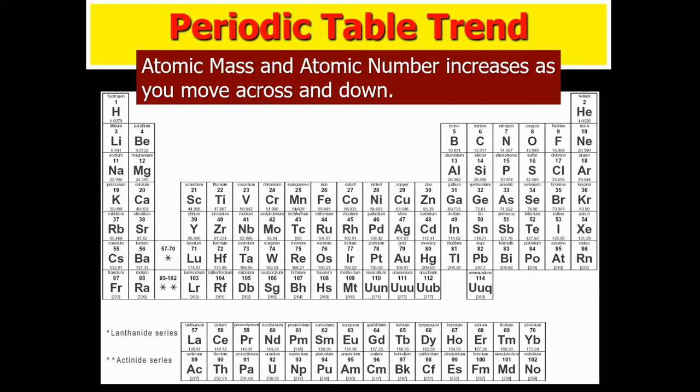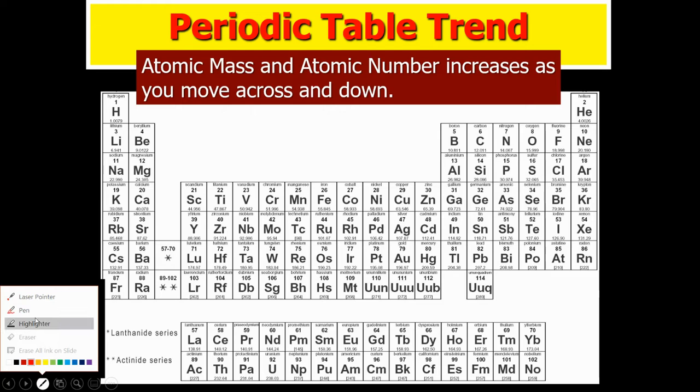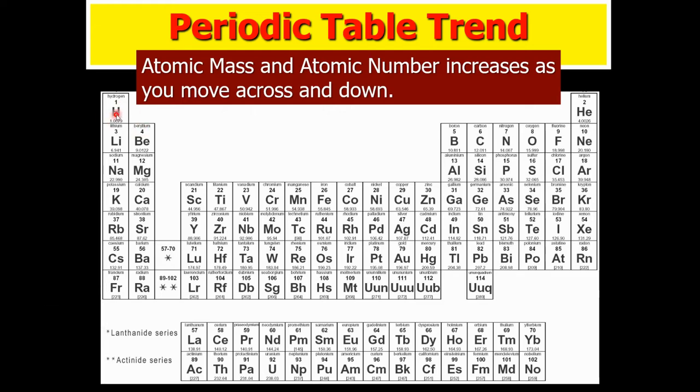So the atomic mass and the atomic number is going to increase as you move across and down. So if I start over here, I have an atomic mass of 1.0, and as I move across and down, my atomic mass is going to increase, even if I move across. Same thing with the atomic number. Let's start here, 19. As I move across, it increases. As I move down, it increases.